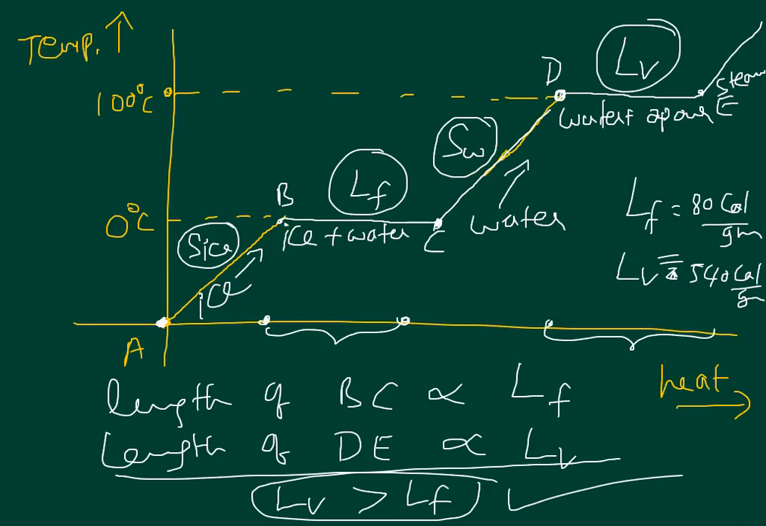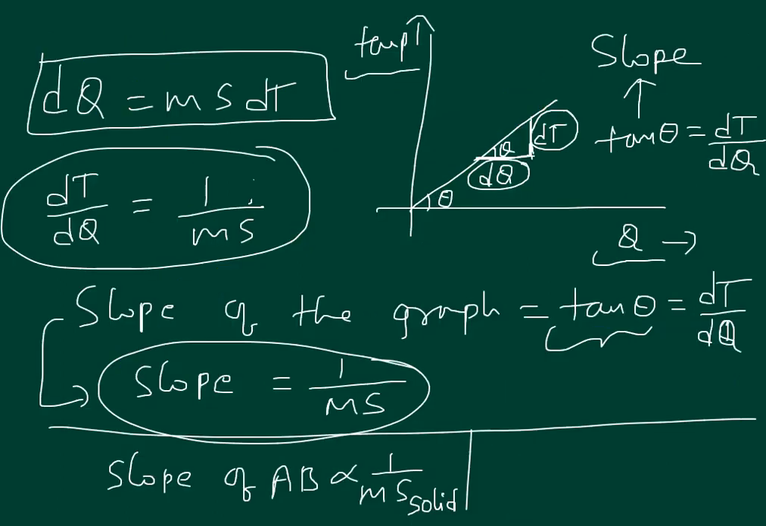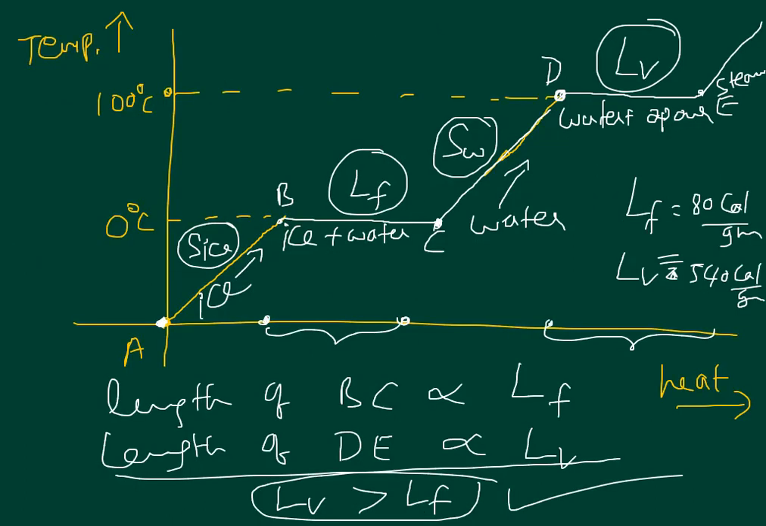So that I can write here, slope of AB is, and again slope of CD. Slope of CD is inversely proportional to 1 by m into s into liquid. It is nothing but liquid. Very simple. Nothing to get worried about that. You just observe this line slope.